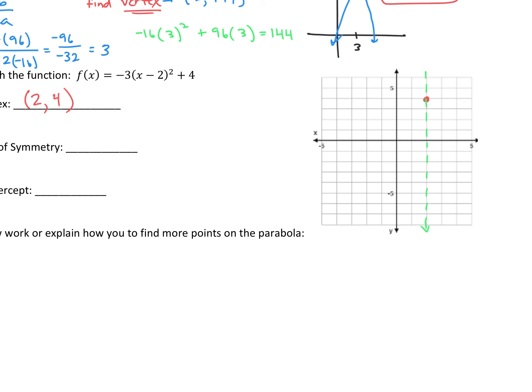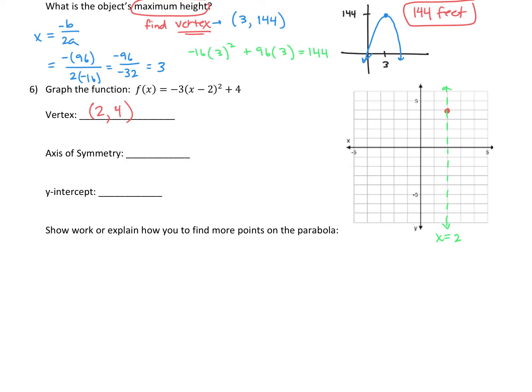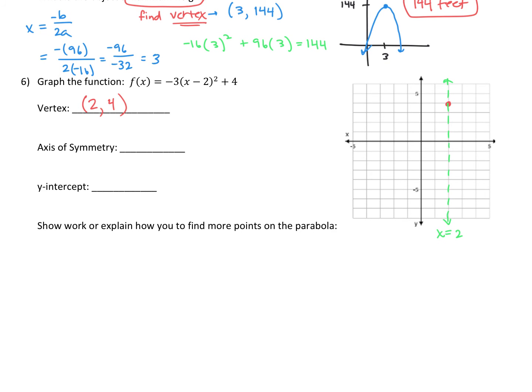And that line is at x equals 2. So you may already remember that your axis of symmetry is always going to be the x value of your vertex. Those are always the same number because this is the vertical line that goes through this point, and our vertical lines are always x equals 2, so it's going to be the same as that.